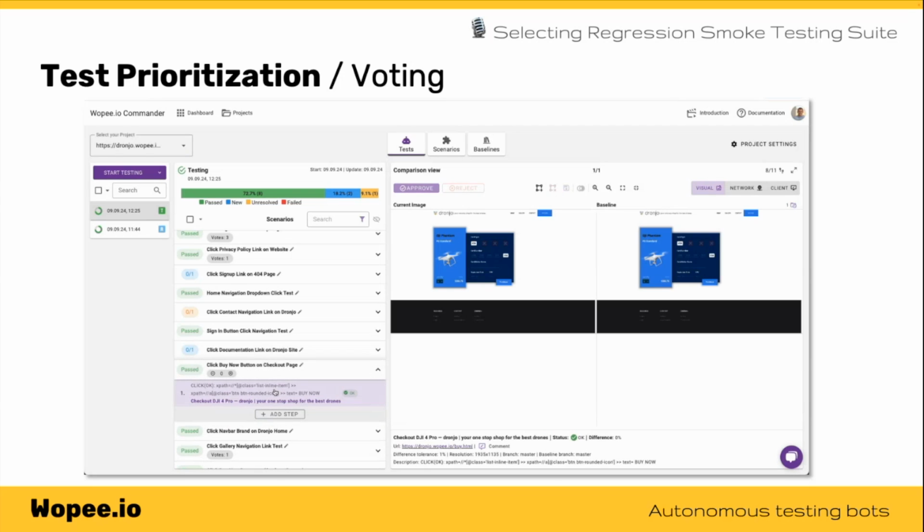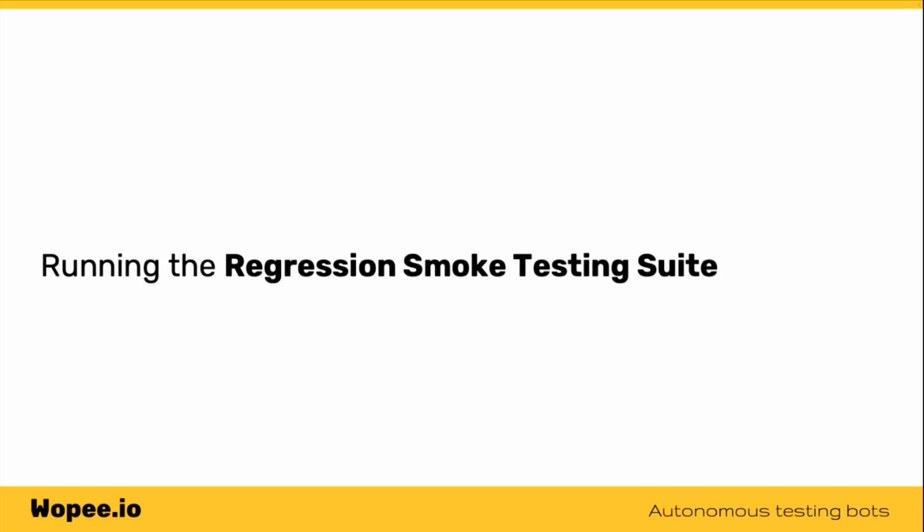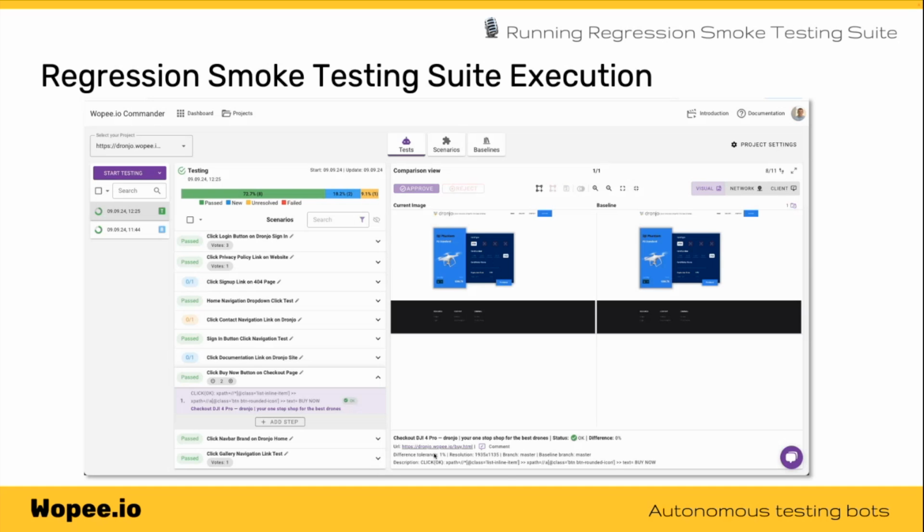And let me show you how to do that. So first I need to analyze all the tests and select the most valuable for me. And then once this is done, I could move on and run the regression test, or I call it regression smoke testing, because as you notice, there is only one step scenarios until now. So how to do that? In order to run the pre-selected test cases or the top voted test cases, I need to expand the start testing, and we will use this option later.